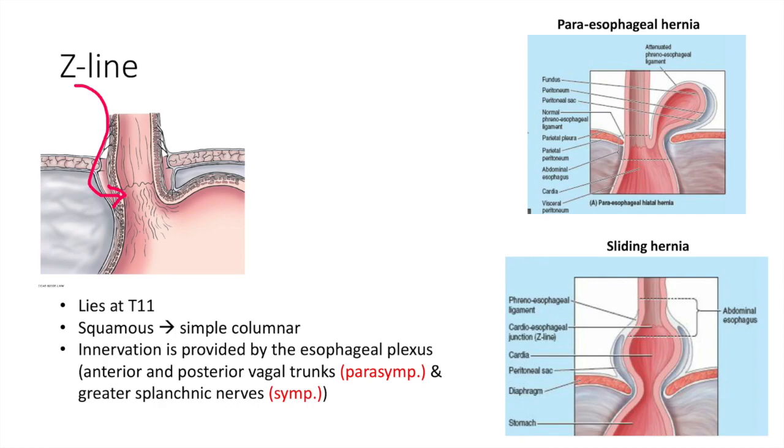There can be two types of hernias that are affected near this Z-line. So there is a paraesophageal hernia, and para just means beside. As you can see in the picture, it's sort of sliding over, but really not moving. That Z-line just stays in the same position. And then you can see a sliding hernia, and so it just slides up past the diaphragm and becomes a problem.